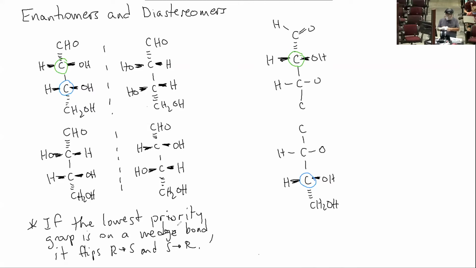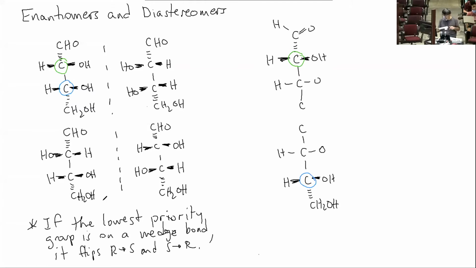I do need to add a caveat there, which is if you're given a problem where the lowest priority group is on a straight line bond, neither a wedge bond nor a dot bond. You know, dot bond and you're good. Wedge bond and you can just flip it, or use any of the other tools we used last time. But if the lowest priority group is on a straight line bond, which you could get, then there is no shortcut that I know of.